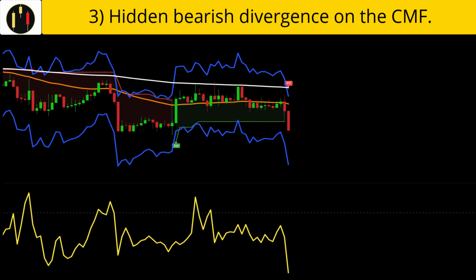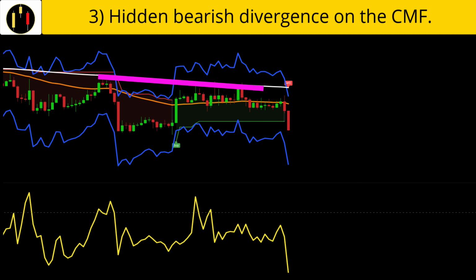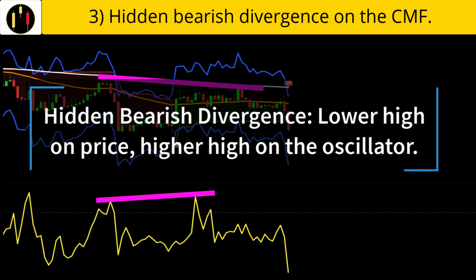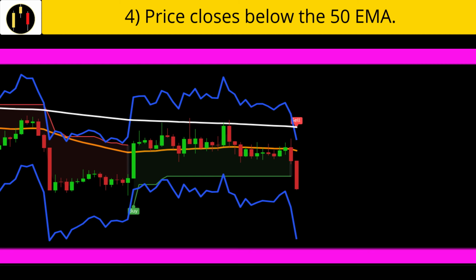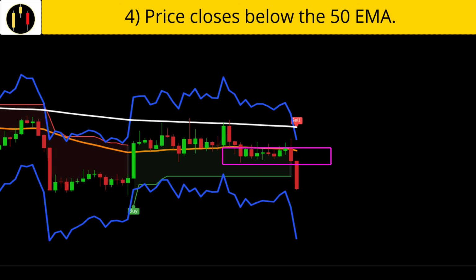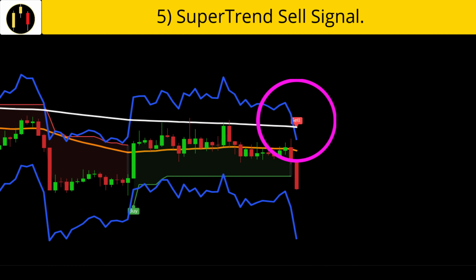Third, the pullback into the 50 EMA must cause hidden bearish divergence on the Chaikin money flow. So here we can see a lower high on price and a higher high on the CMF. This is hidden bearish divergence. Fourth, price must close back below the 50 EMA. And finally, we are looking for a SuperTrend sell signal.